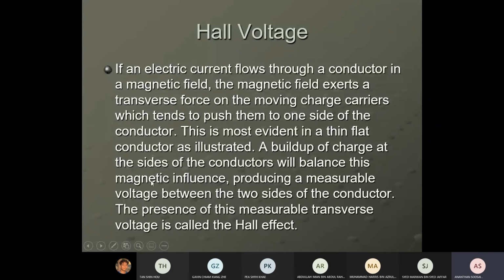A buildup of charge at the sides of the conductor will balance this magnetic influence, providing a measurable voltage between the two sides of the conductor. The presence of this measurable transverse voltage is called the Hall effect, and the value is called the Hall voltage. Okay, Hall voltage, very important. Any part of the description you don't understand?